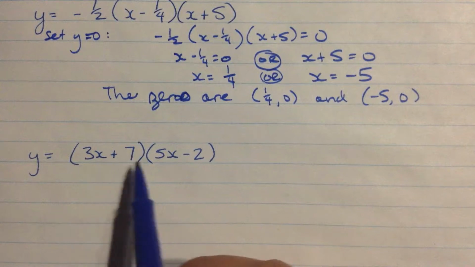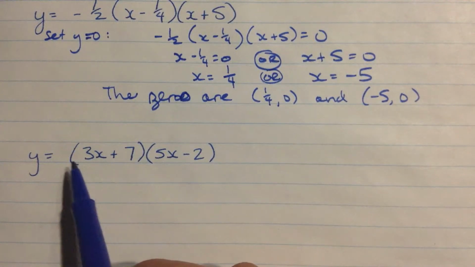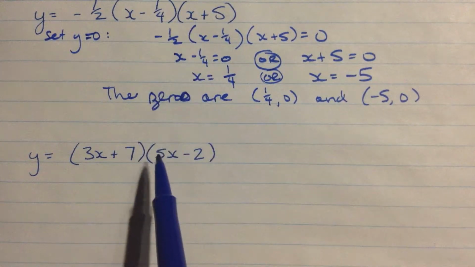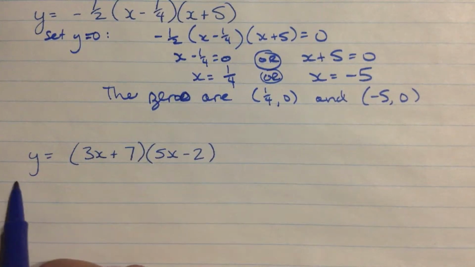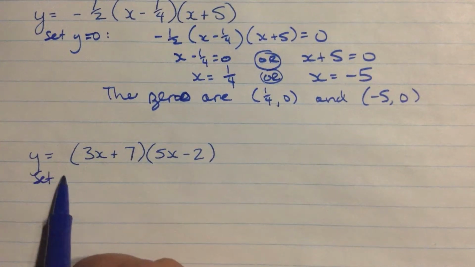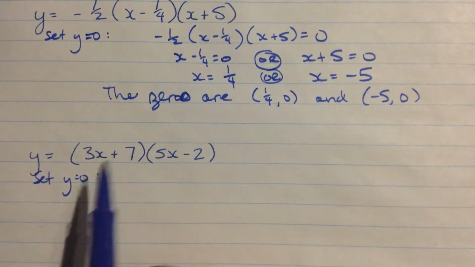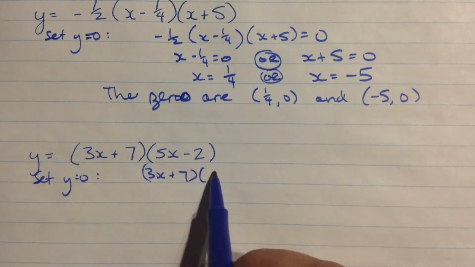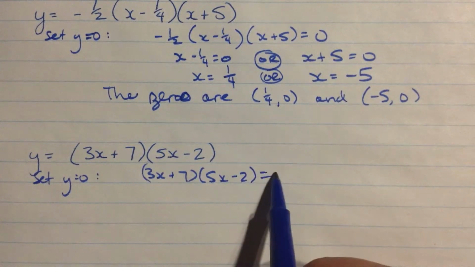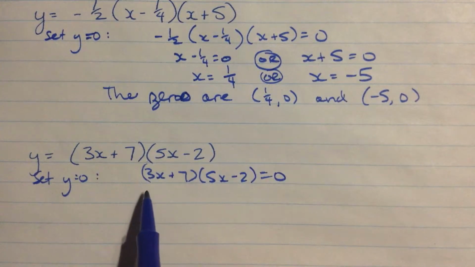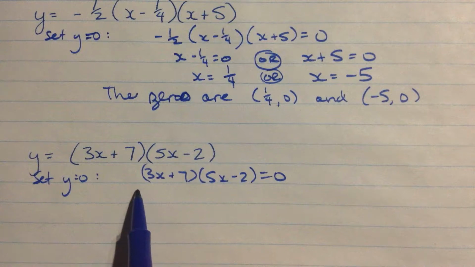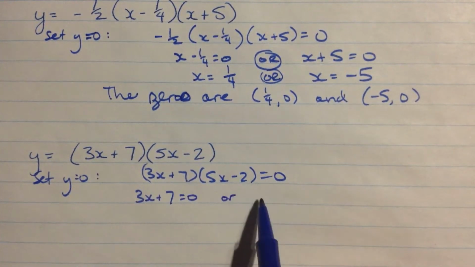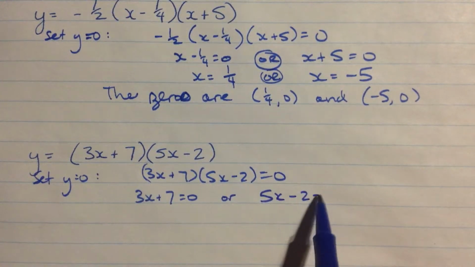This one down here is slightly different, isn't it? Because we have values in front of the x's that are not 1. That's okay though. We're going to do the same thing. We're going to set y equal to 0 to find the roots. So that means that 3x plus 7 times 5x minus 2 equals 0 when we're going to find our zeros for the function. So that means that either 3x plus 7 equals 0 or 5x minus 2 equals 0.